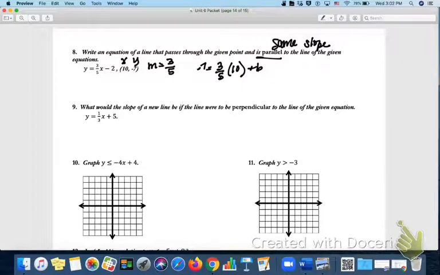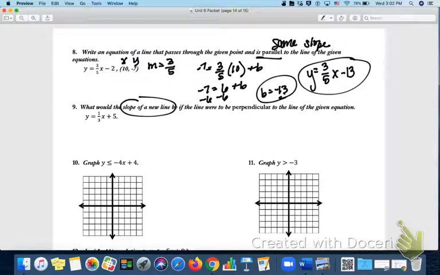3/5 times 10 is going to give us 6. If I subtract 6 from -7, I get that my y-intercept is -13. When I rewrite that in slope-intercept form, y equals 3/5 x minus 13.